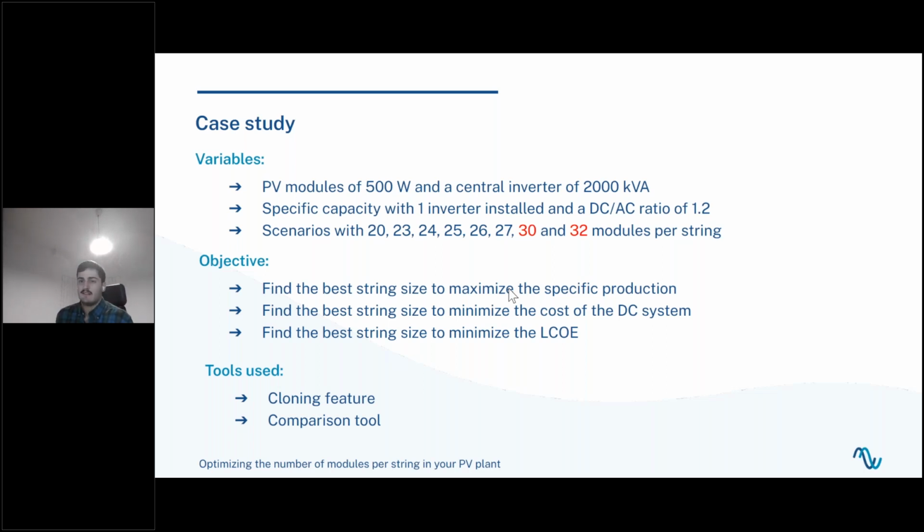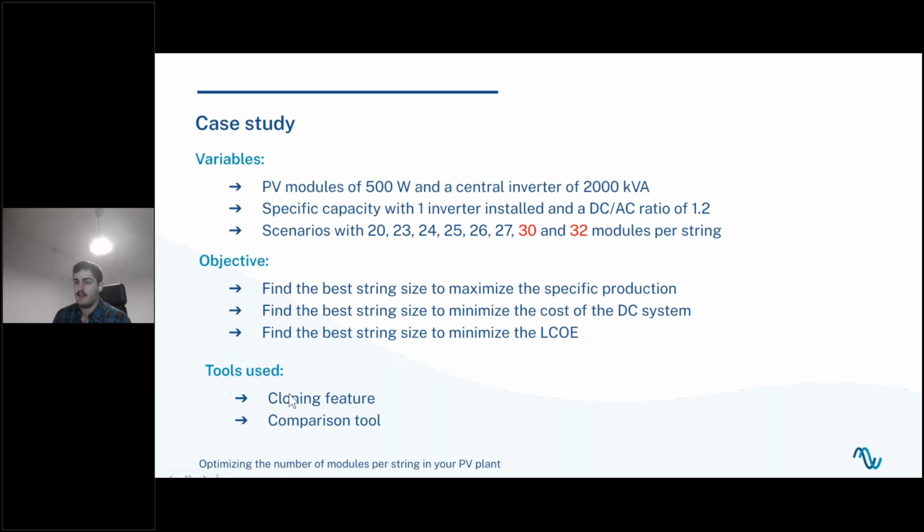So with this case study, I have included three different objectives. First, to find the best string to maximize the specific production, then to minimize the cost of the DC system, and finally to find the best string combining these two main objectives with the LCOE. So we will try to minimize the LCOE and see what's the best solution for this specific case.